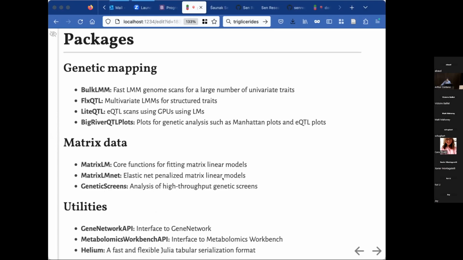And in order to do this work, you have to get data and manage it. And for that, we have built 2 API packages, one for GeneNetwork, and it is actually one of 3 API packages for GeneNetwork. The other 2 are in R and Python. This is in Julia. And we have another package for Metabolomics Workbench, and we have plans to add other services in the future. And finally, there's a package called Helium, which is basically a binary format for tables. This is really a convenience package for running simulations, storing data, fast things like that.